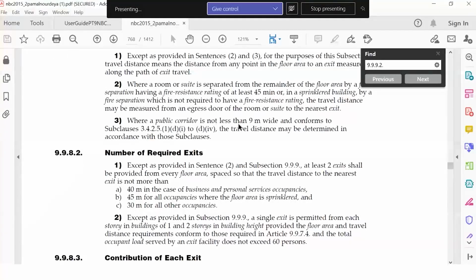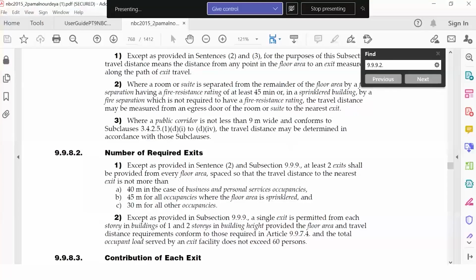Where a public corridor is not less than 9 meters wide and conforms to the subclauses, this is for mall buildings, retail in malls, the travel distance may be determined in accordance with those subclauses. So the travel distance may be much longer where we have public corridors that are not less than 9 meters wide and conform to the Part 3 provisions for malls.